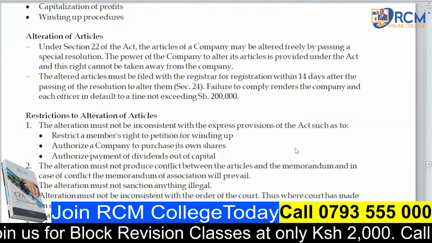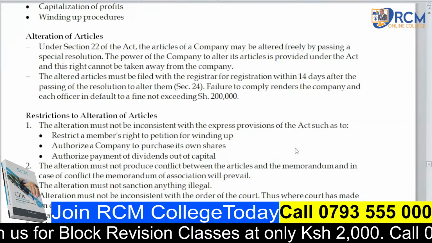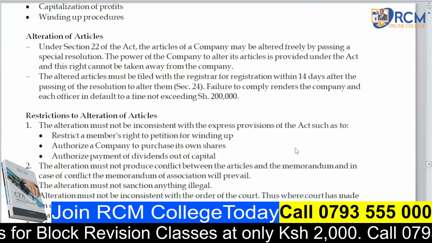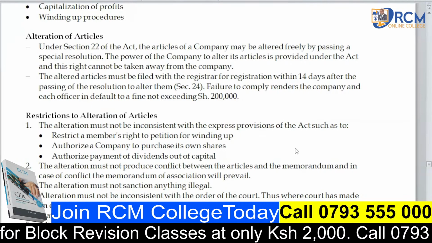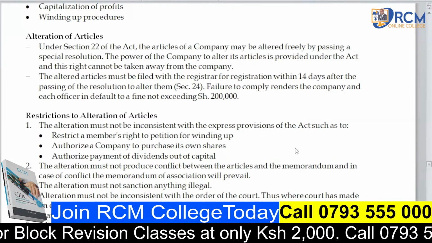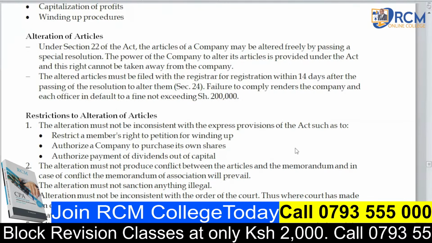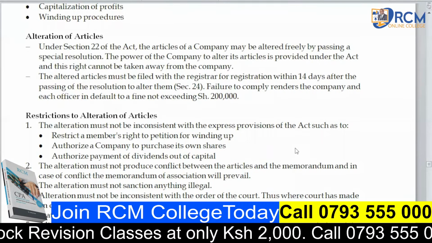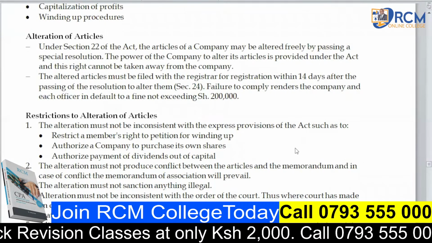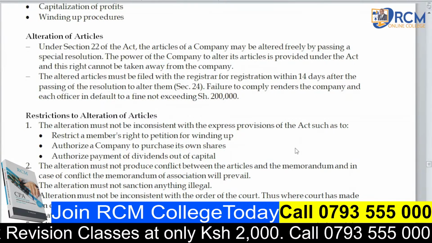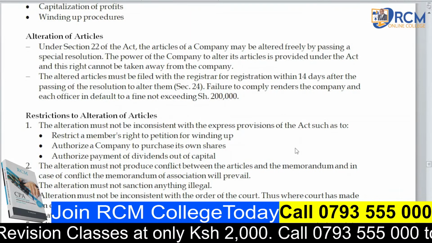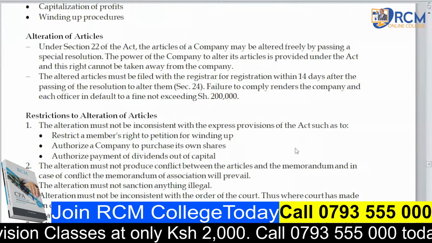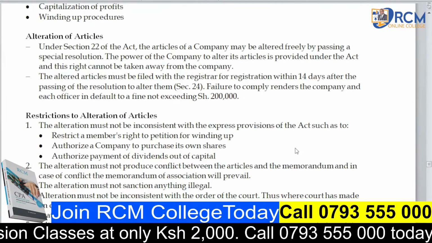So they shouldn't alter the articles, let's say, in terms of the procedures of winding up the company, and restrict you as a member of a company, saying that a member of a company cannot petition for winding up of the company. Such a procedure is inconsistent with the most superior law, that is the Companies Act. And therefore, such an alteration won't be valid. So when they're altering the articles, they must always be consistent with what is contained in the Companies Act. So such an alteration won't be valid.